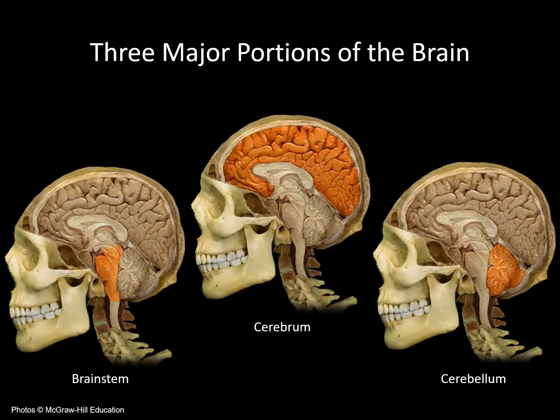So another view of the three major portions of the brain. These images were taken from Anatomy and Physiology Revealed or Cadaver Dissection Tool. So we have the brainstem here, the cerebrum, and then the cerebellum. And we'll take a look at the corpus callosum separately, but this large, kind of irregularly shaped structure here is the corpus callosum.